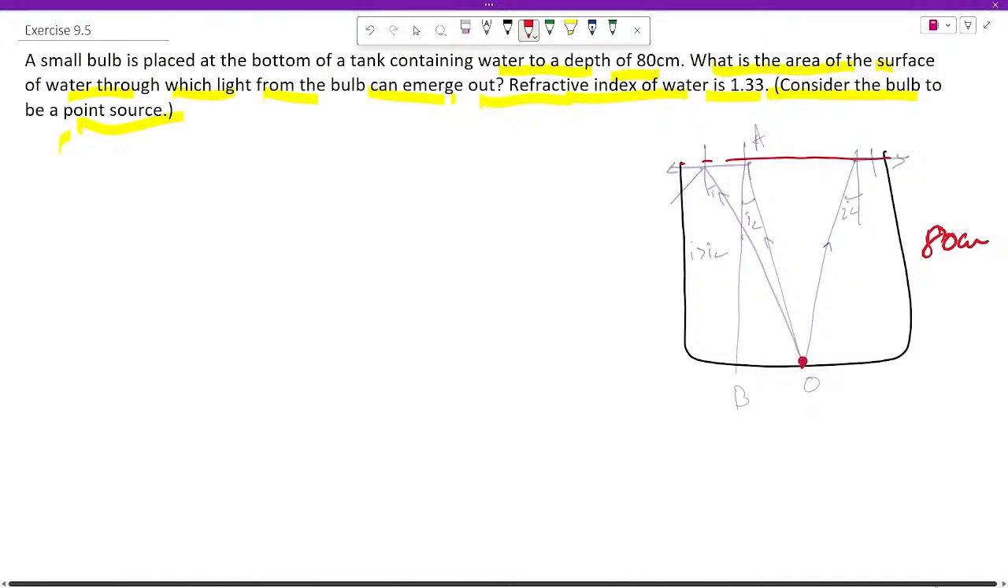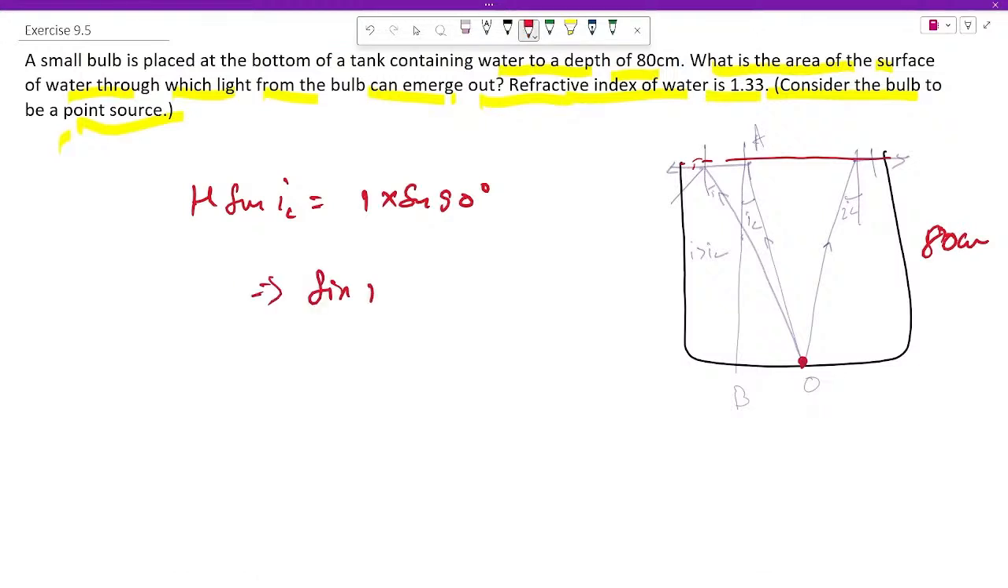Now we have to find out in what area the ray comes out of the tank. Using Snell's law, we can say that mu of water times sine of i would be equal to... we first will find out the critical angle. So i_c will be equal to, let us say, the refractive index of air is 1, so 1 times sine 90 degrees. Now we will find sine i_c. This gives us sine i_c equal to 1 by 1.33, because we know that mu is 1.33.